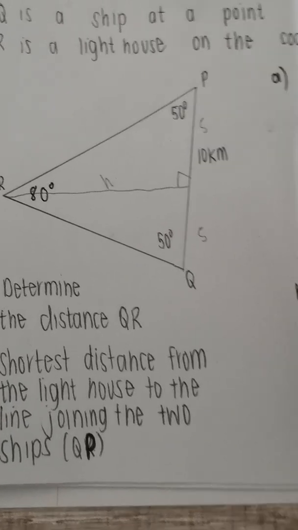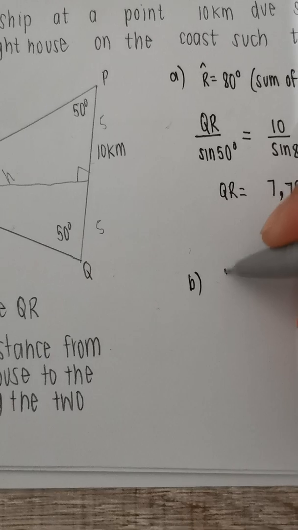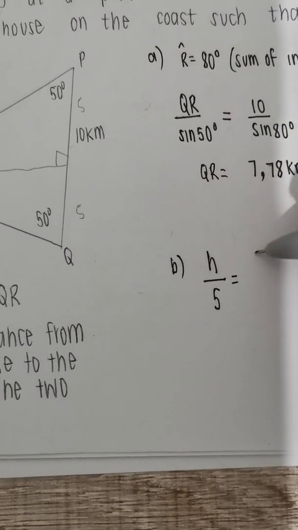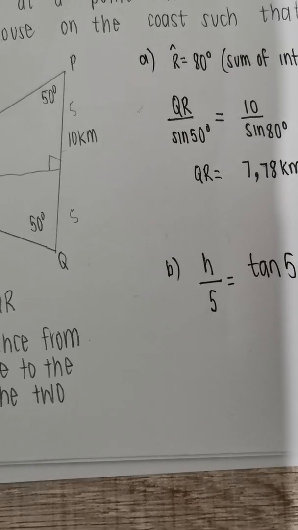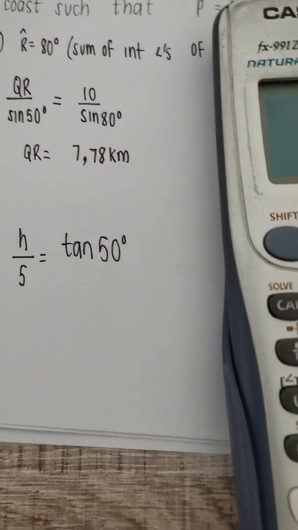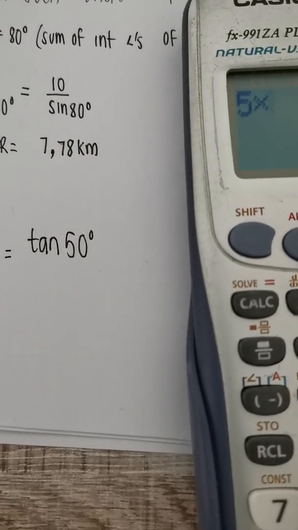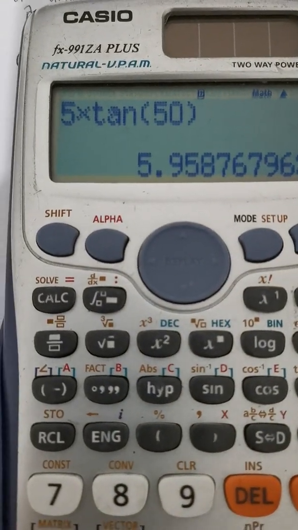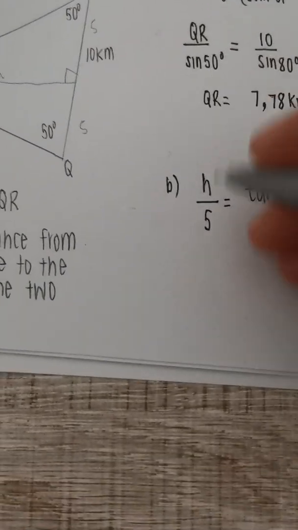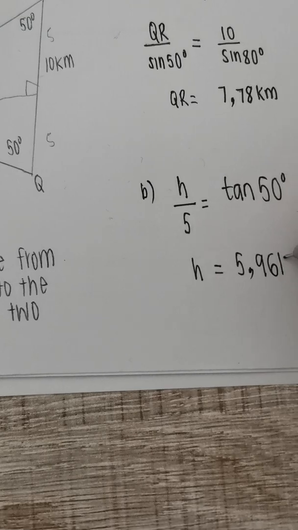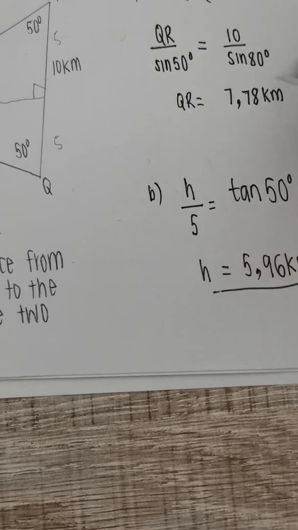Opposite over adjacent gives me tan. So let's do exactly that. I'm going to say opposite, which happens to be h, over 5 is equal to tan 50 degrees. And then we're just going to solve for the unknown variable. So there we go, 5.96. There we go. And we are done with this question.